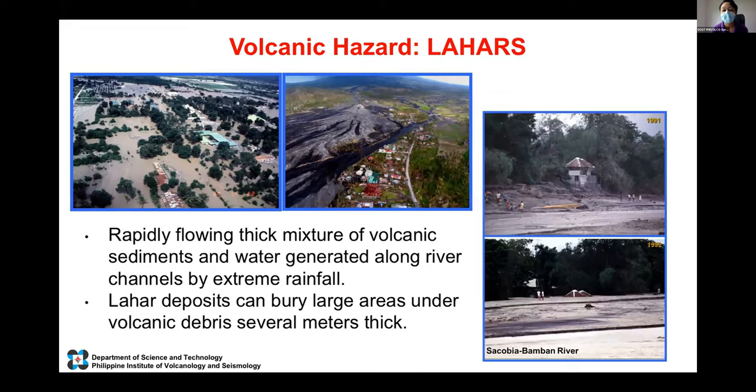And next naman po ay ang lahar. So alam naman natin na ito ay isang rapidly flowing thick mixture of volcanic sediments and water generated along river channels by extreme rainfall na madalas natin nakikita sa Mayon Volcano. Katulad na lang nung nangyari noong 2006 sa may Guinobatan na halos na-bury na po yung buong barangay. And nakita na din po natin to sa Pinatubo Volcano noong 1991, na kung saan natabunan po yung katulad nito, isang building na to, at halos yung bubong na lang po yung nakita.